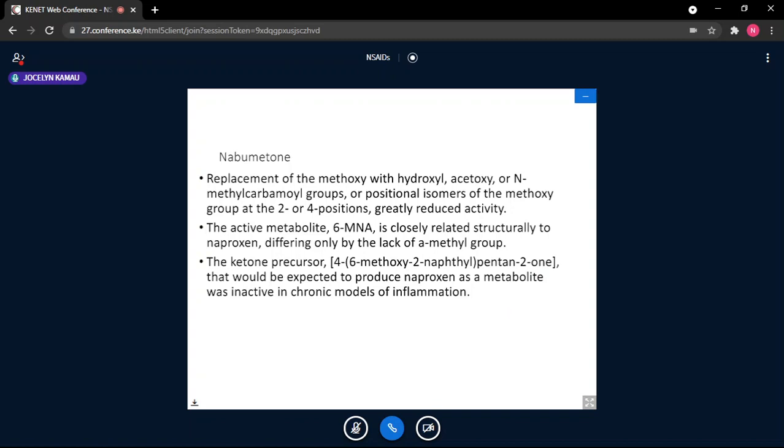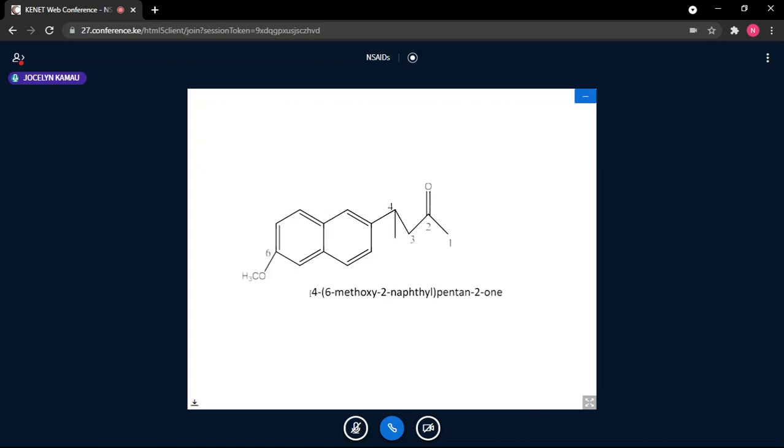Let's get the structure, and if yours is correct, make sure you give yourself a tick. If you didn't get it right, then ask yourself why. So this is what we are saying. This is the pentanone structure, position 1, position 2, position 3, position 4, position 5. But we are saying this 6-methoxy naphthyl is at position number 4. So did you get it right? Yes or no? So that is our structure.